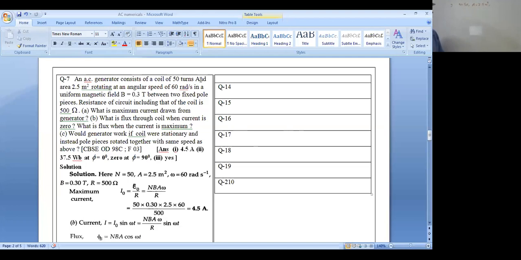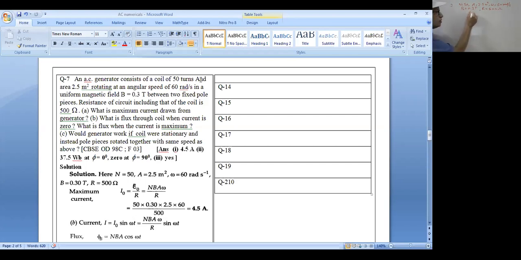rotating at an angular speed, that is omega, directly given as 60, because the unit here is radian per second, in a uniform magnetic field of 0.3 Tesla between the two pole pieces, north pole, south pole, and the resistance of the coil is 500 ohm. Now the first part: what is the maximum current drawn from the generator?